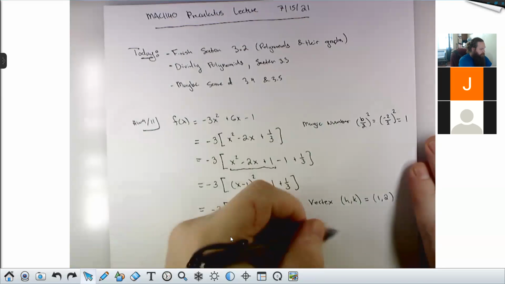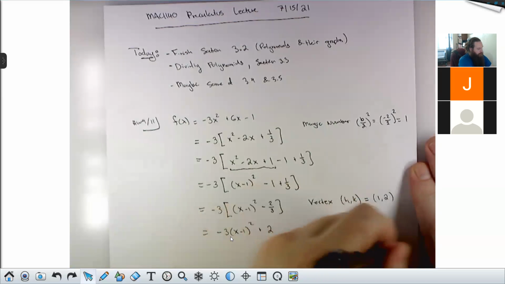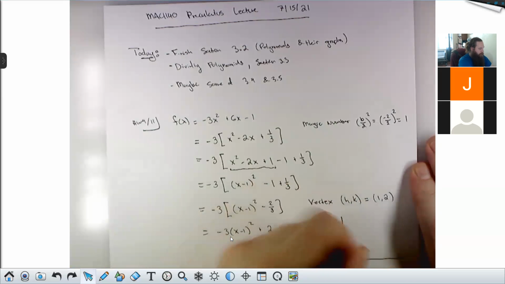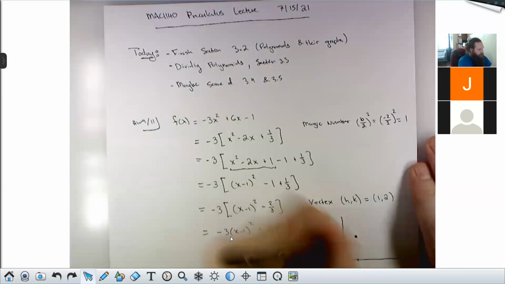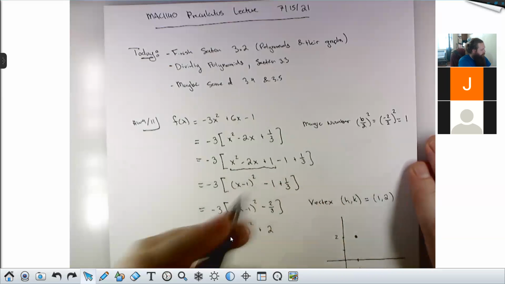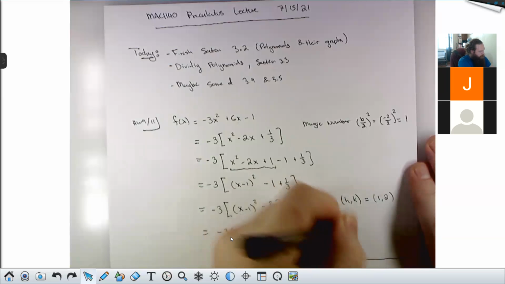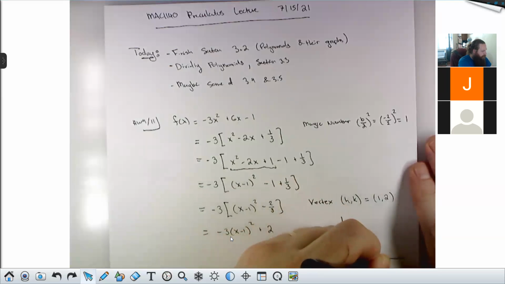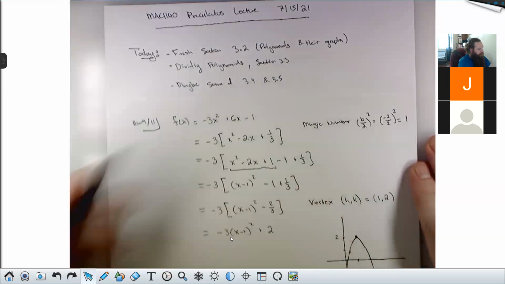So I could sketch a little graph here. And then my vertex is going to be right here at 1, 2. And then if we just go plug in things, if we go ahead and draw a graph, it's going to be a parabola like this. I know it's going to be like a steep vertically stretched parabola because I'm thinking about the transformations, right?